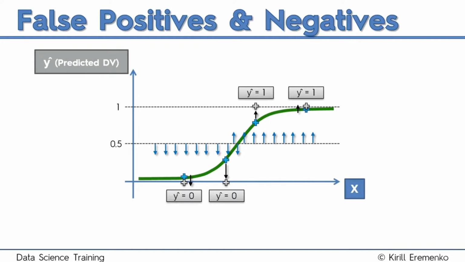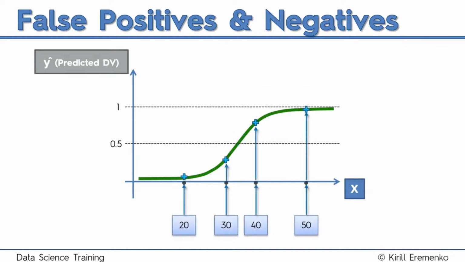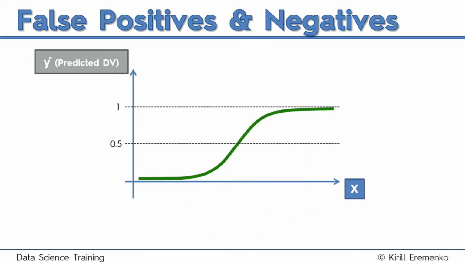Now let's take a step back. Where did we get these four values from? So we took four random values of the independent variable, and we just had a look at what would happen to them, how we would use the logistic regression function to ascertain what probability they have and what y hat values they have.